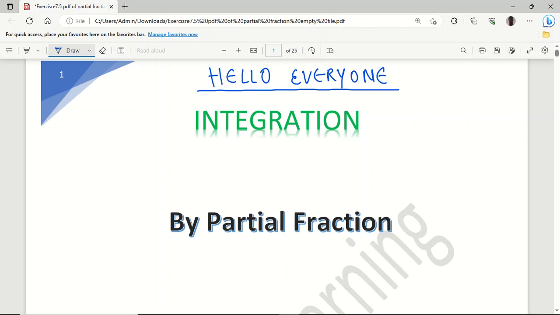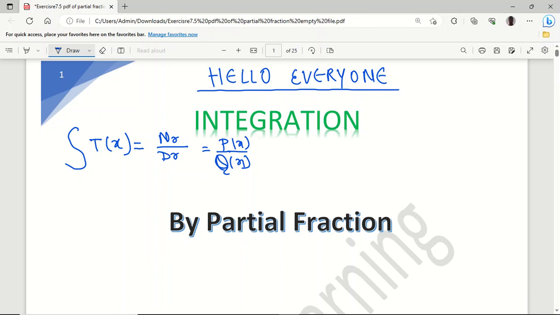Today we'll learn how to solve integrands containing rational functions. We define a rational function as a function which can be written in the form of a numerator and denominator, where both numerator and denominator are polynomials, that is p(x) upon q(x), such that q(x) cannot be 0.